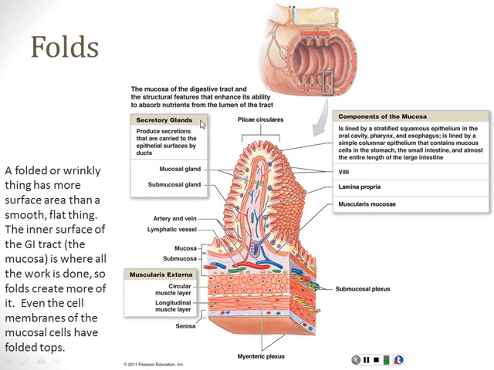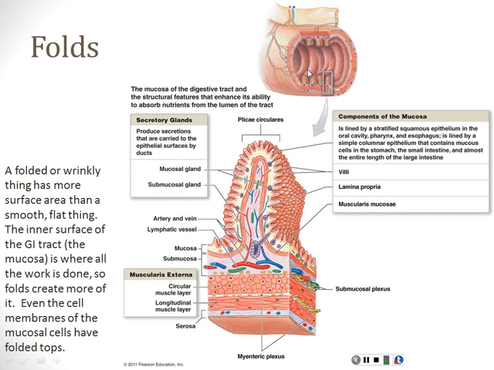So anything that is folded or wrinkly has more surface area than a thing that's smooth. Well, why does surface area matter? Because it's across the surface that nutrients are going to be absorbed. So the more surface you have, the easier that absorption process can be. So if we look, first we see, okay, this tube isn't smooth inside, it's wrinkly. Well, those wrinkles are to expand that surface area.